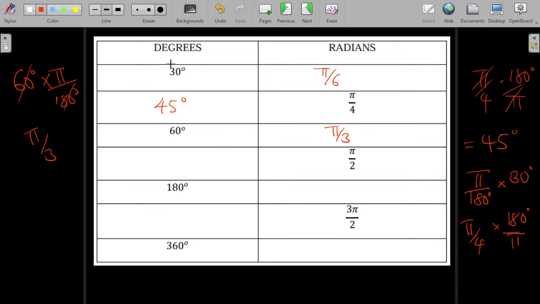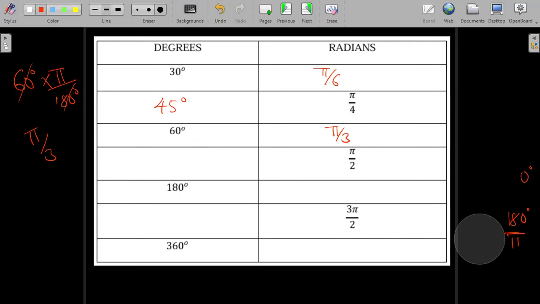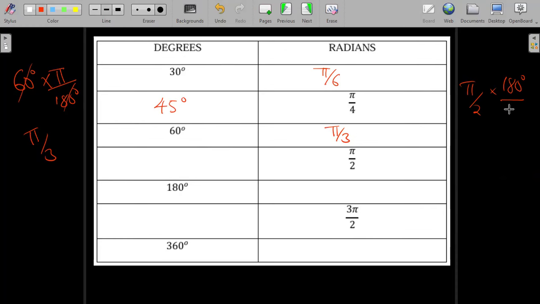Then converting this other one, the pi over 2 going to degrees, meaning I have to multiply this by 180 degrees, then divided by pi. So this and this goes, then the 2 divided into the 180 just gives me 90 degrees. So this here is going to be 90 degrees.